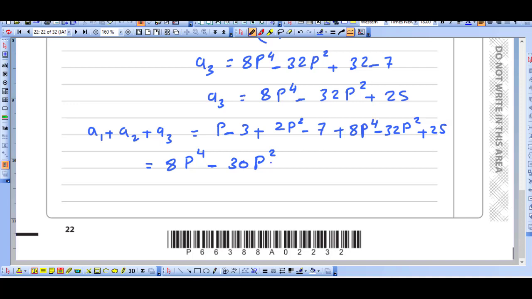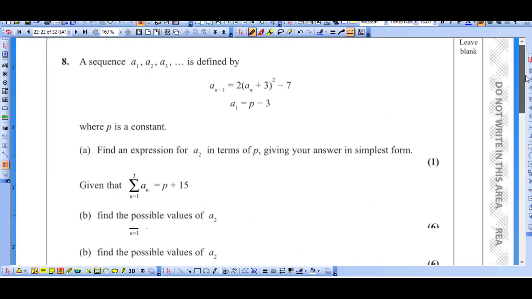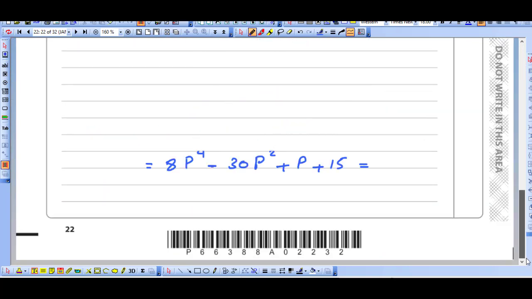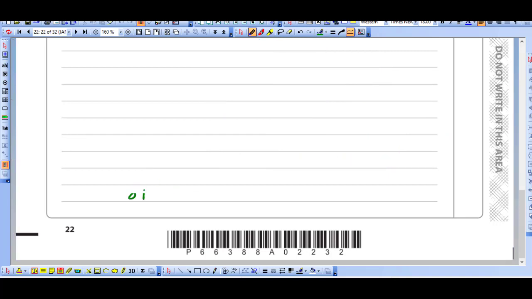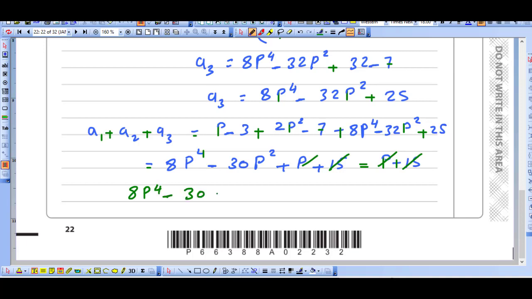And then we have here b, so plus b, and then 25 minus 10 plus 15. This part was equal to, as given in the question, b plus 15. So we can do like this now. This part, 15 was 15, b was b. So the remaining will be 8b power 4 minus 30b squared is equal to 0.